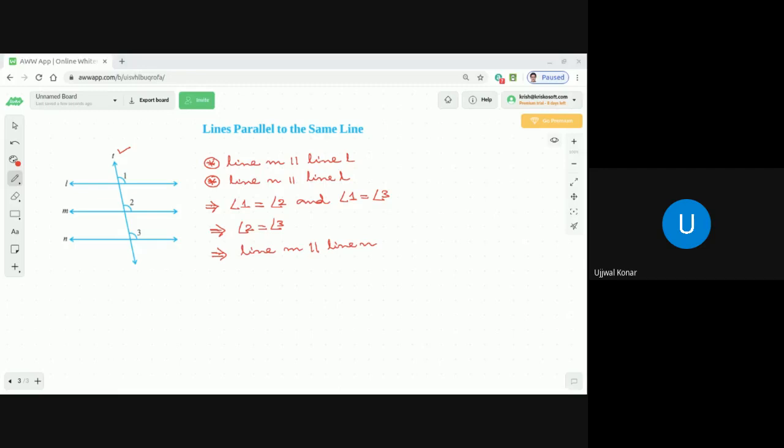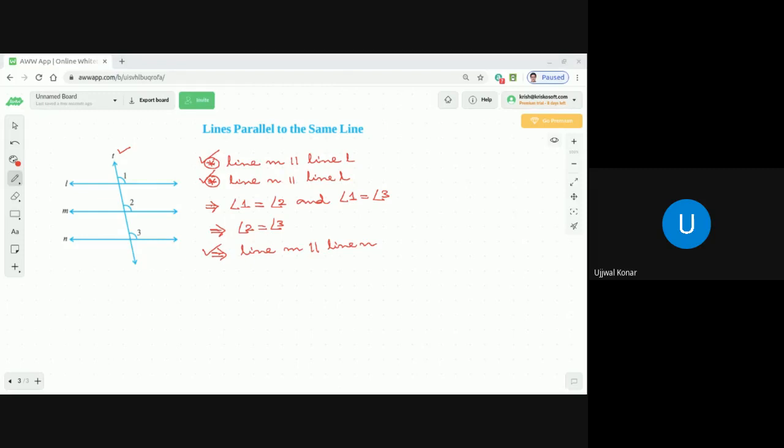Line M is parallel to line L, and line N is parallel to line L. So both the lines M and N are parallel to L. From there, what do we conclude? This is given: line M is parallel to L, and line N is also parallel to L. From there, we are concluding that line M is parallel to line N, which leads us to state the following statement.